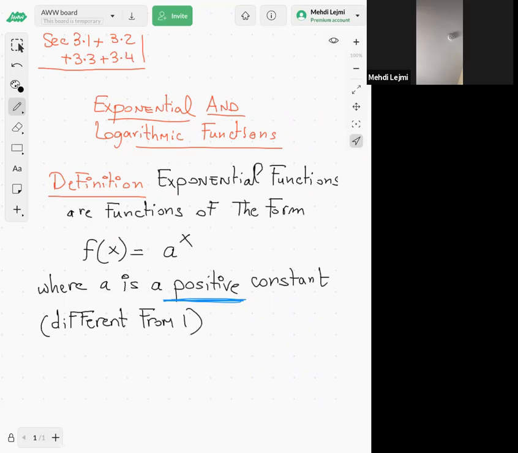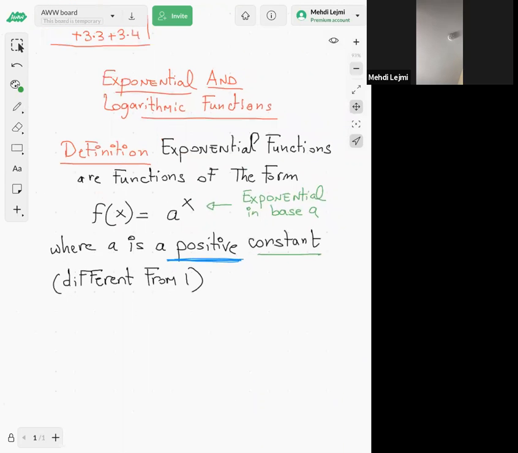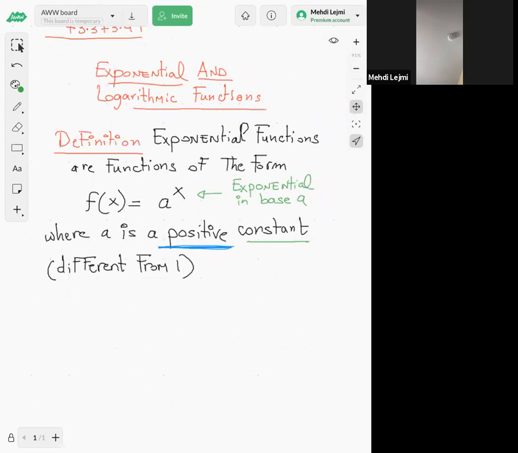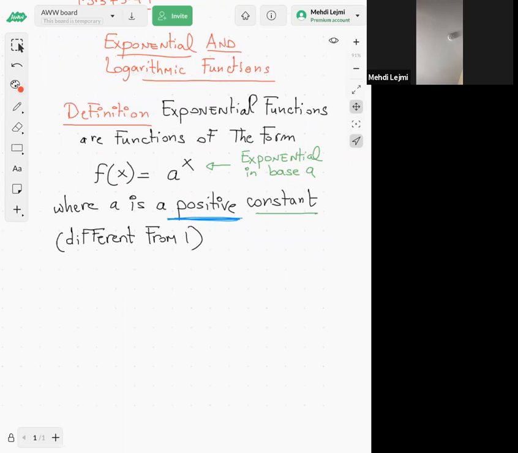Right? So we say this is an exponential function in base a, because the constant here is a. As I said, a must be a positive constant, different from 1. So for example, I'm going to zoom out a little bit. All right, so examples.